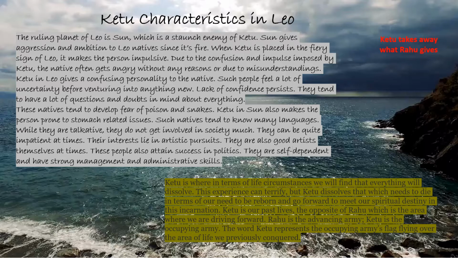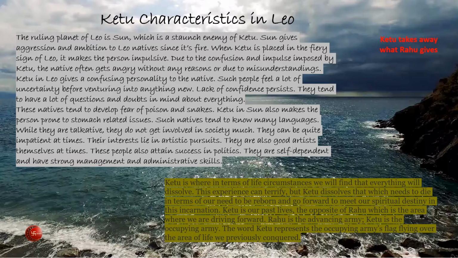The ruling planet of Leo, which I've indicated to you before, is the Sun, which is a staunch enemy of Ketu. Remember, Rahu and Ketu are the only planets or grahas that can eclipse the Sun and the Moon. So when Ketu is placed in the fiery sign of Leo, it makes the person impulsive because of the confusion and impulse imposed by Ketu. The person often gets angry without any reason or due to misunderstandings. Communication is key, but it's kind of lost because Ketu has the attitude of, I don't want to hear. I've gone there already. I've spoken to you about it already. Why are you still dealing with an issue that was discussed umpteenth times? That's the attitude he has.